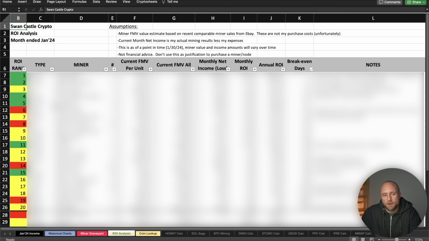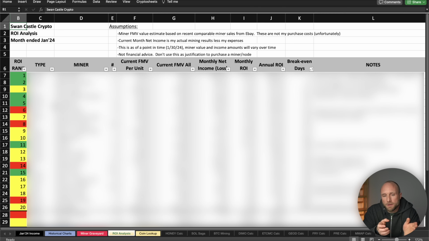So I have these ranked from the lowest break-even days to the highest. And then I have a color coding system here in column B. Green is what I would consider top tier and most lucrative projects. Yellow is kind of middle of the road, kind of iffy. And then red are some of the projects that at this point I would stay away from, either because they're not sustainable or the profitability is falling off on those projects.